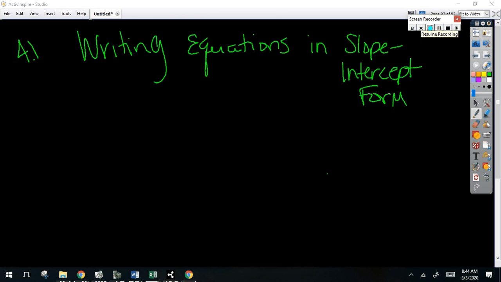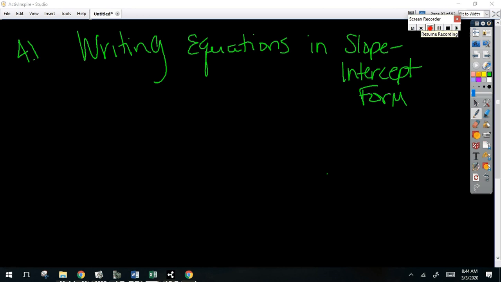All right. So today we're going to do the backwards of what we did yesterday, essentially. Yesterday we had the equation and we graphed the line. Today we're going to be given either the line or 2 points on the line, and we're going to write the equation from that, okay?